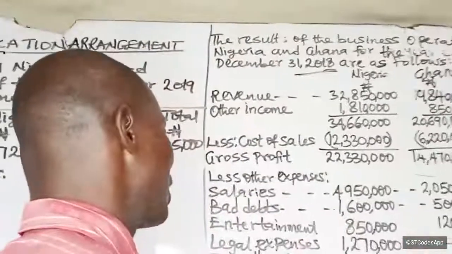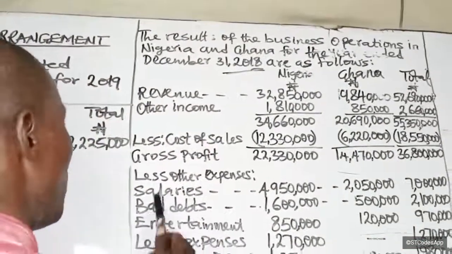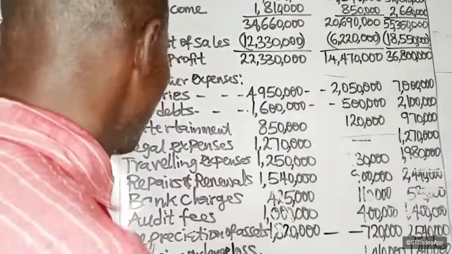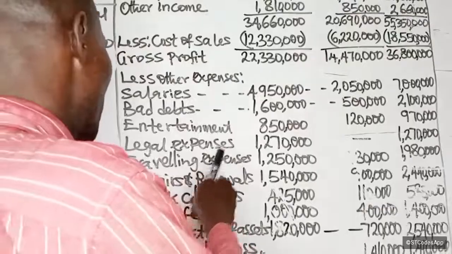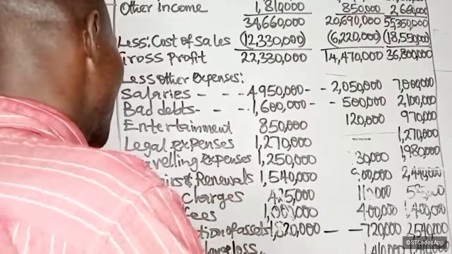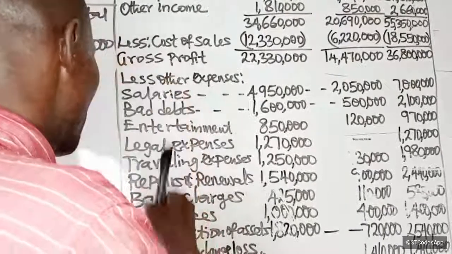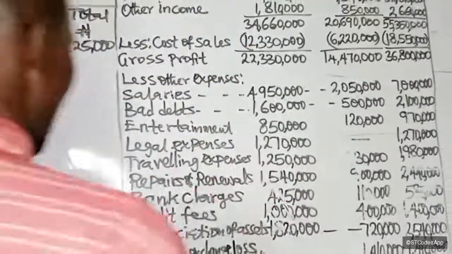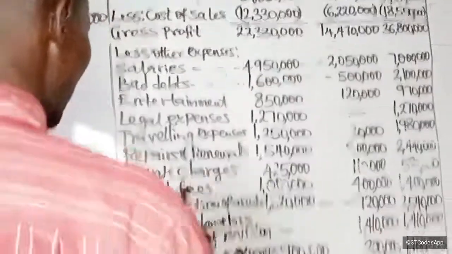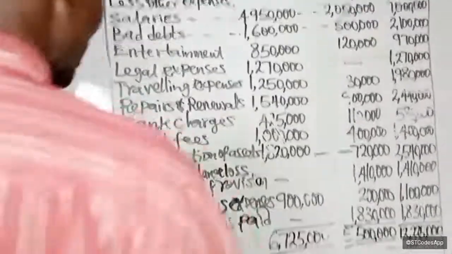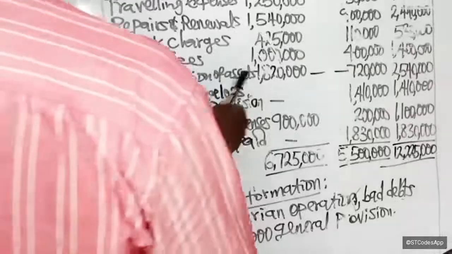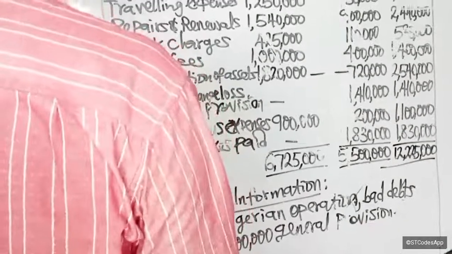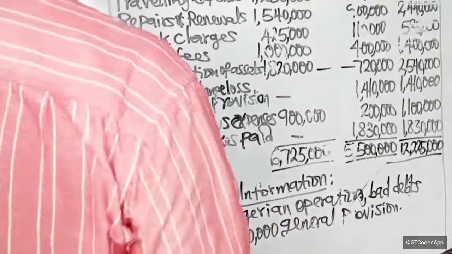Salaries is reasonably incurred, it's allowable. Bad debts is allowable. Entertainment is allowable, they are reasonable. Legal expenses is allowable. Traveling expenses is allowable. Repairs and renewals, those that are reasonably incurred, they are allowable. Bank charges is allowable. All these fees is allowable. Then we have depreciation on assets. We said depreciation is not allowable for tax purpose, but capital allowance is granted in lieu of financial accounting depreciation.